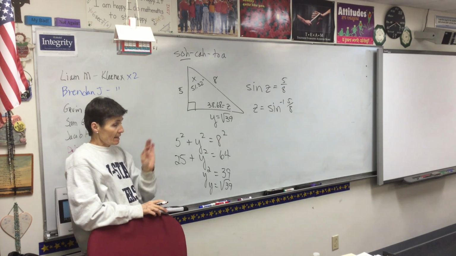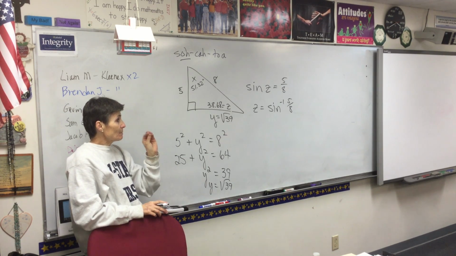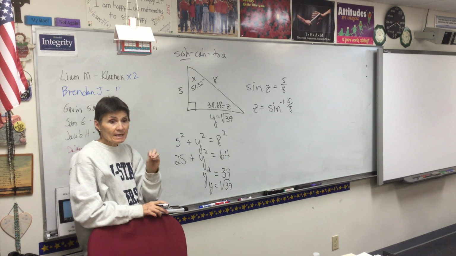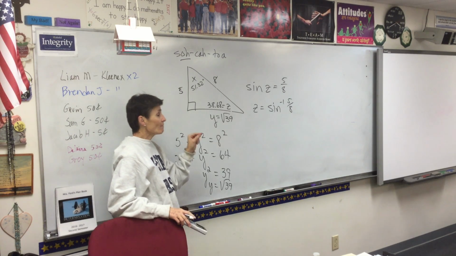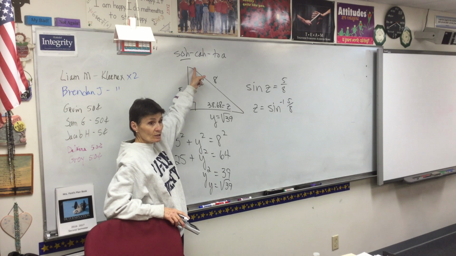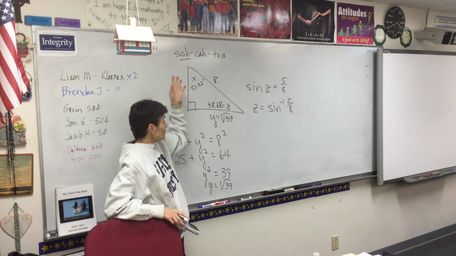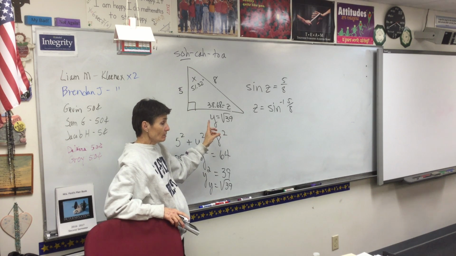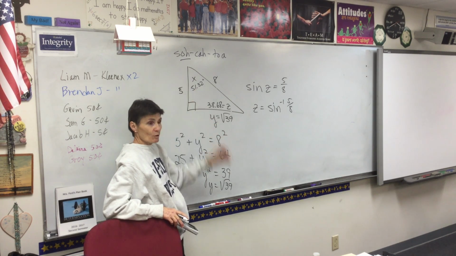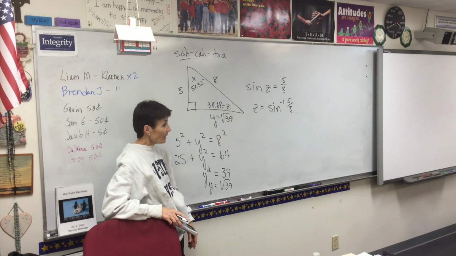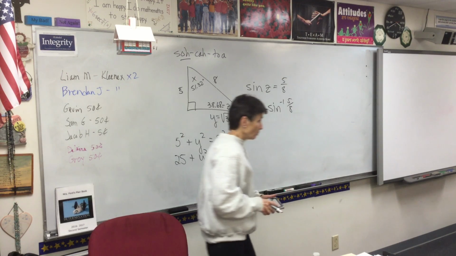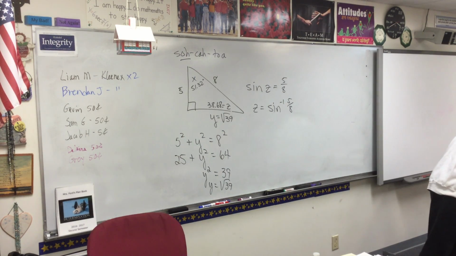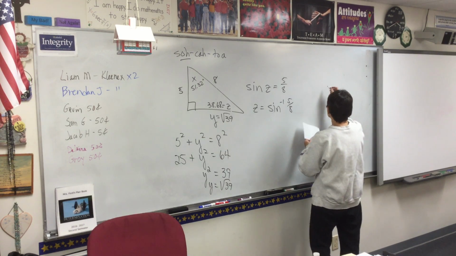Now, again, Toby randomly picked Z. Could he have started out by finding X? It makes no difference. But whichever one you do, you're going to be using SOHCAHTOA. So you're going to use SOHCAHTOA to find one angle of the triangle, and then you can just subtract from 180 to find the other one. Okay? And how do we find a side? Pythagorean theorem. Right? Okay. One more question. Find the area.